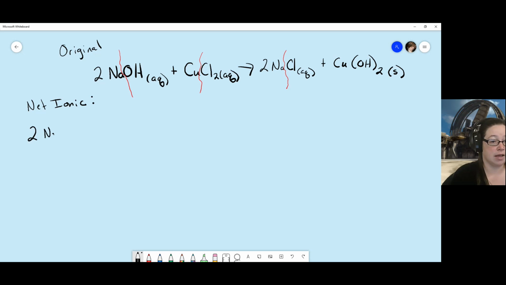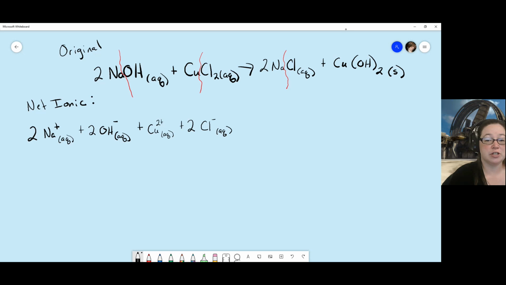So it's going to be 2Na+ aq, because sodium has a positive 1 charge, plus 2OH- aq, because hydroxide is a polyatomic ion with a 1 negative charge, plus, and here we have 1 copper, Cu, and because we know the charge for chlorine is -1, we can guess that the charge for copper is +2. So it's going to be 2+ aq, plus 2Cl- aq.